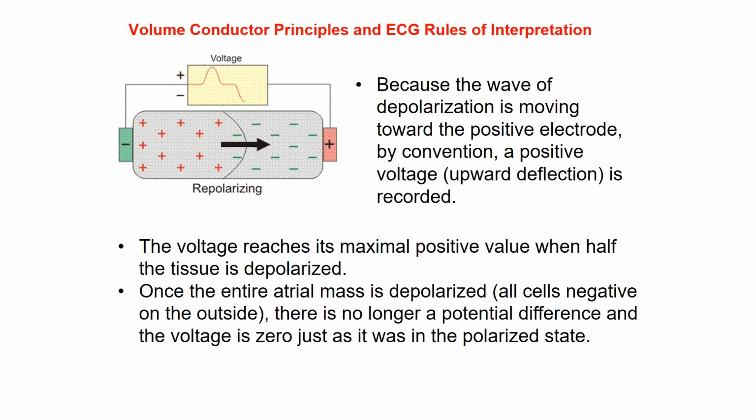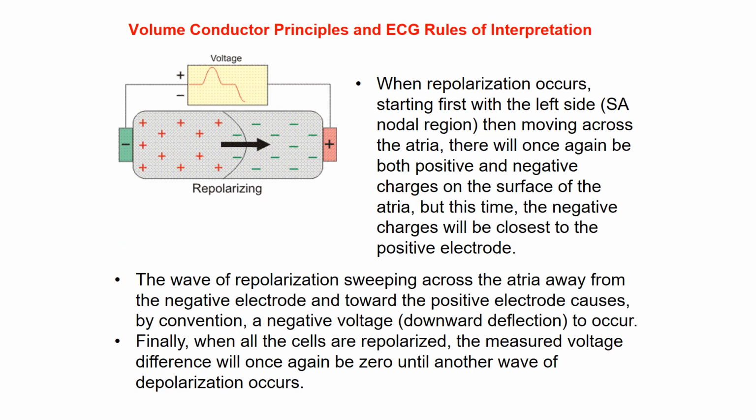The voltage reaches its maximal positive value when half the tissue is depolarized. Once the entire atrial mass is depolarized, all cells negative on the outside, there is no longer a potential difference and the voltage is zero just as it was in the polarized state. When repolarization occurs, starting first with the left side, SA nodal region, then moving across the atria, there will once again be both positive and negative charges on the surface of the atria, but this time, the negative charges will be closest to the positive electrode.